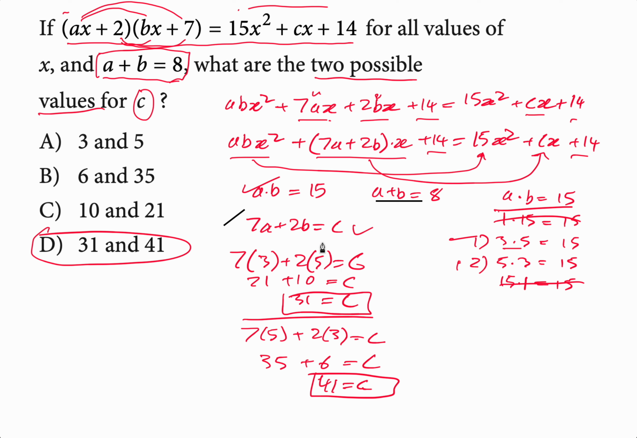Solving for a and b is not our answer, because they list 3 and 5 here, so 3 and 5 is obviously not our answer. But we have to plug it in here to get c, and we have the equation for c, which is this here. So this is how you solve these types of questions.